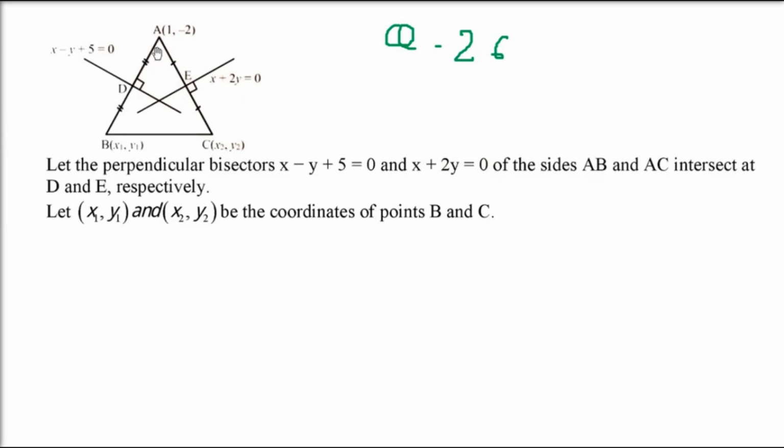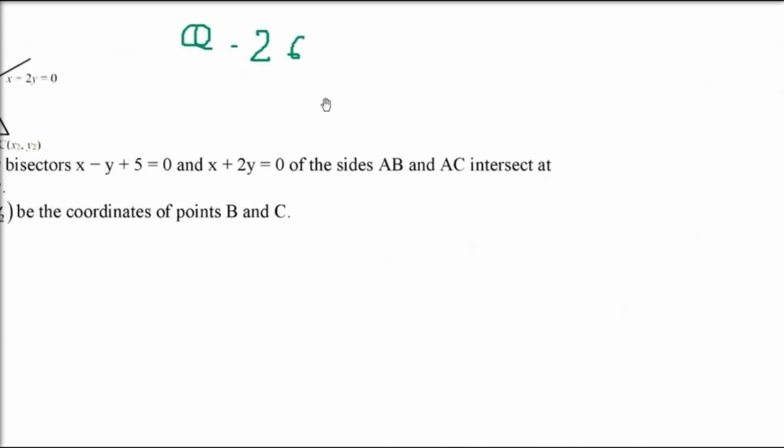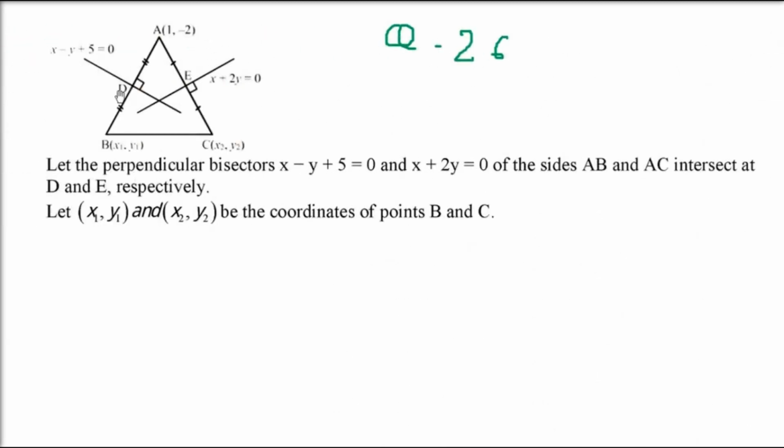If we are able to know x1, y1, x2, y2, we will know B and C. Since there are four variables, we need four equations, one for every variable. So what is the point D here? Let us take AB. D is simply the midpoint: ((x1 + 1)/2, (y1 - 2)/2).